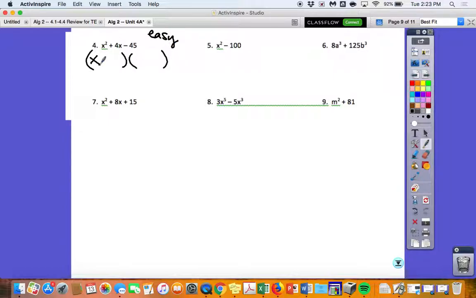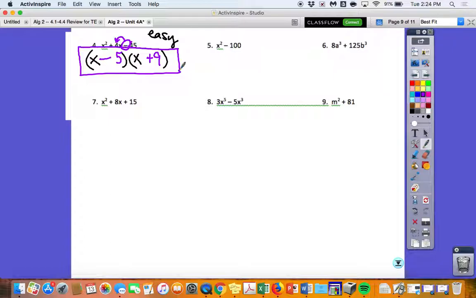So we know we're going to have x's in the front, or at least I hope you do, because that's the only thing. X times x gives us x squared. Okay, so reading from the back, what are two numbers that multiply to 45, and this sign says subtract to give you 4? Well, multiply to 45, they got to be kind of close if they're going to subtract to 4. That would be 5 and 9. Signs are different, and the big one is positive. So 9 gets the plus, 5 gets the minus, and you're done.